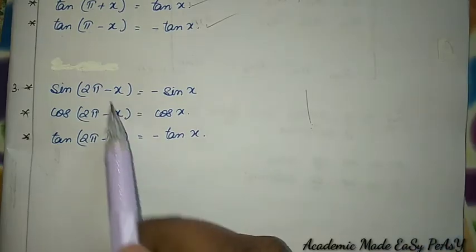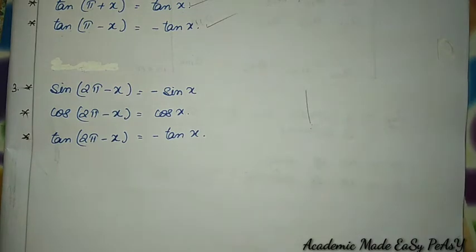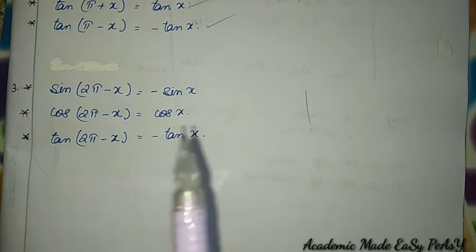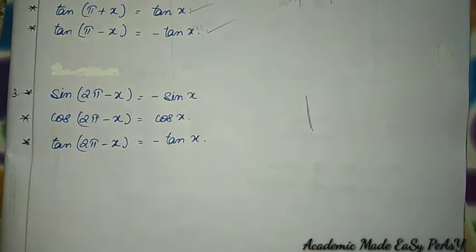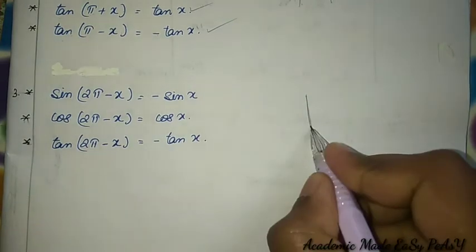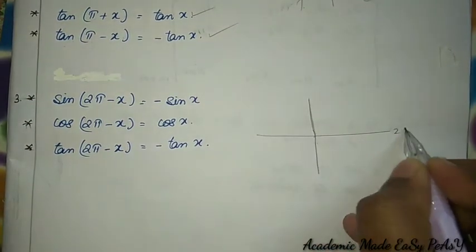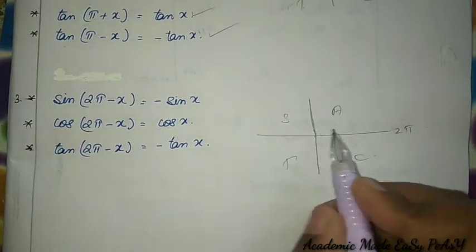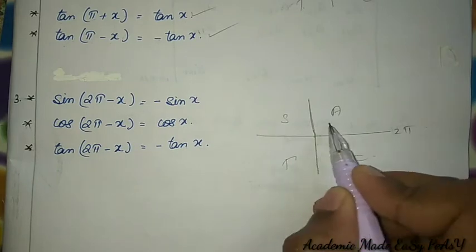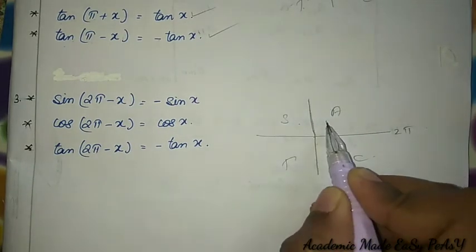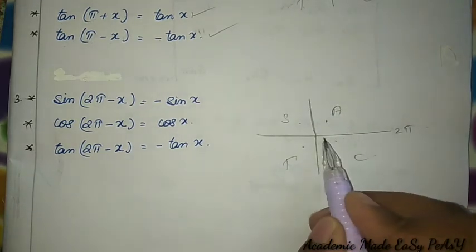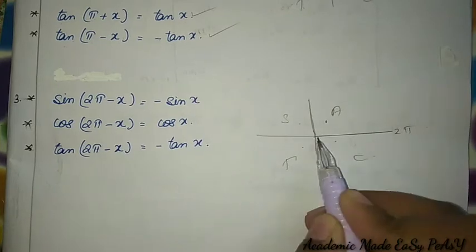So the last one is sine 2 pi minus x is equal to minus sine x, cos 2 pi minus x is equal to cos x, tan 2 pi minus x is equal to minus tan x. For this also it is the same, you take the quadrants. So this is 2 pi, no? All silver teacups. See, sine is positive here and here alone. Tan is positive here and here. Cos is positive here and here. Okay, so 2 pi means it is here only.